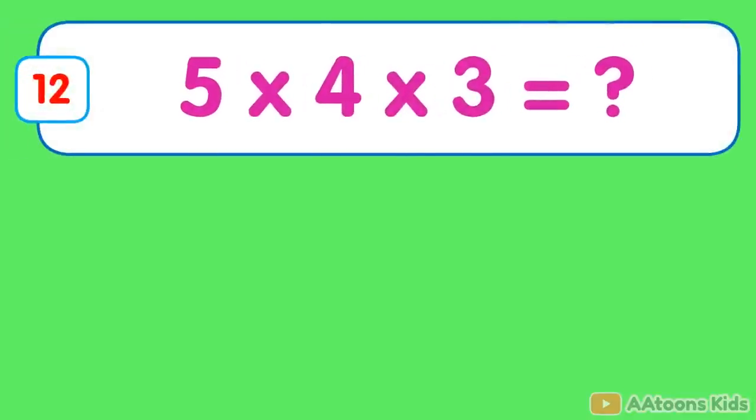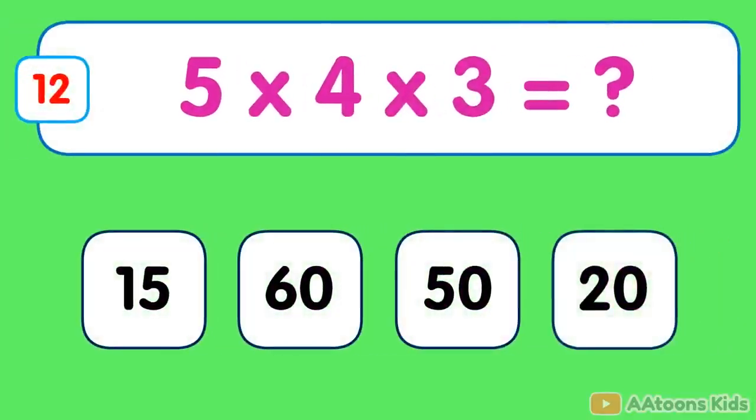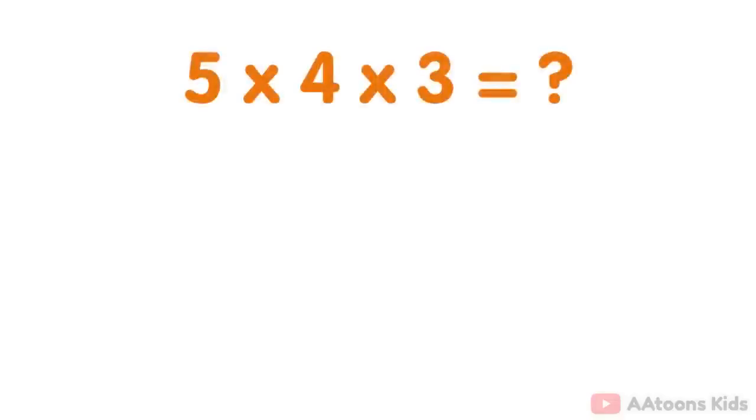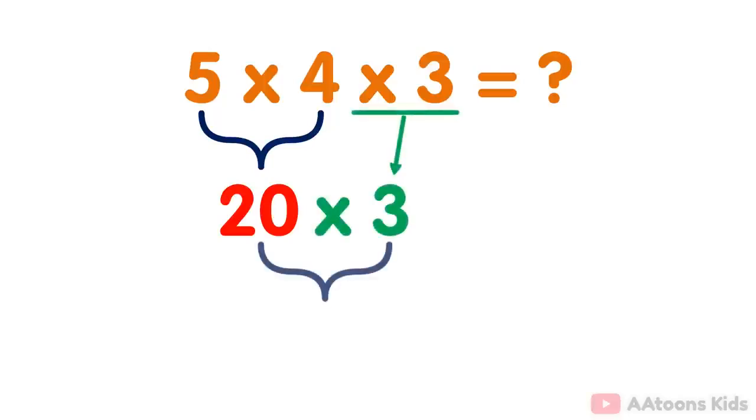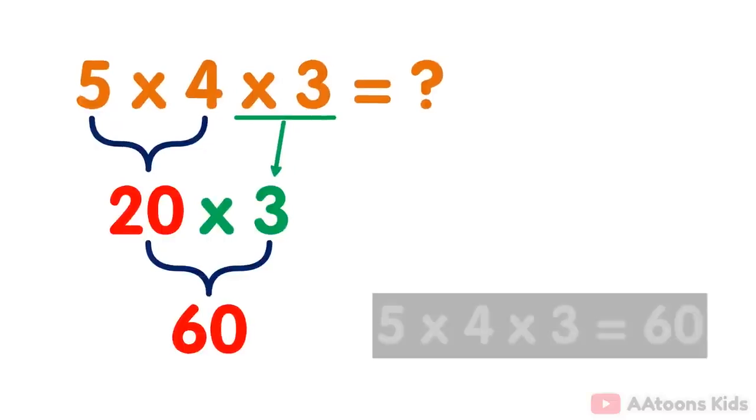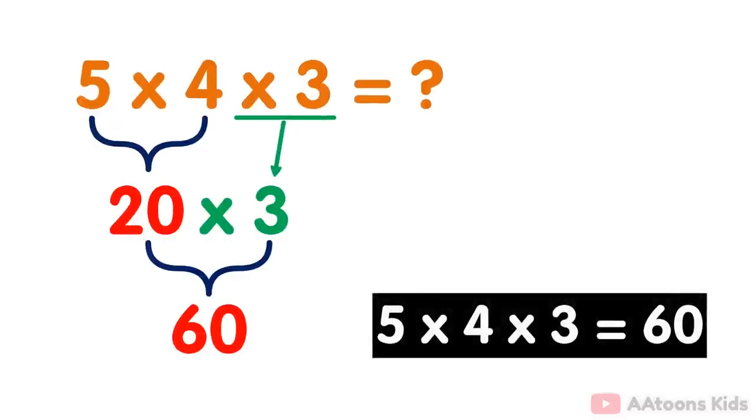5 multiplied by 4 multiplied by 3. 60. Simply multiply the numbers 5 and 4, which equals 20. Then you multiply the result 20 by 3. You will get 60. Therefore, the answer to 5 multiplied by 4 multiplied by 3 is 60.